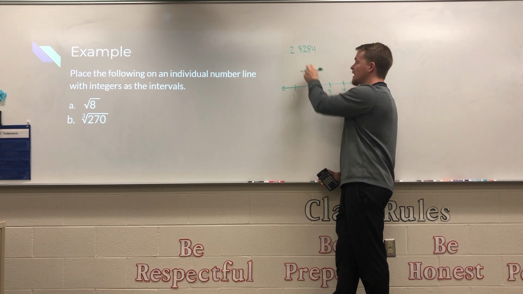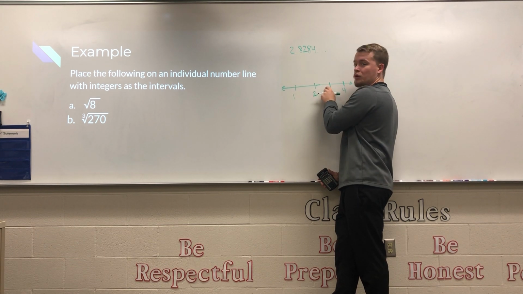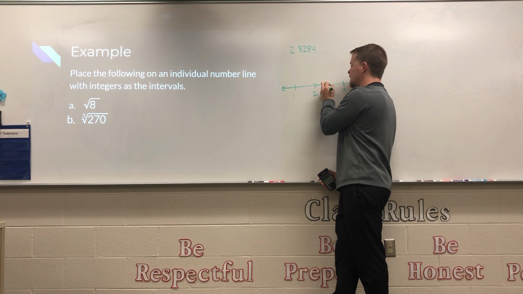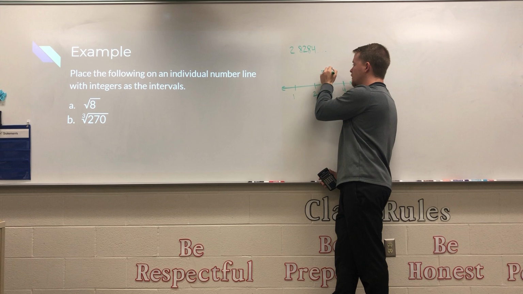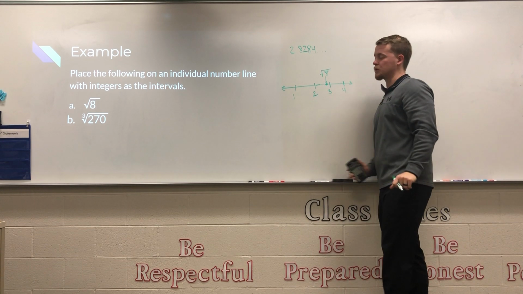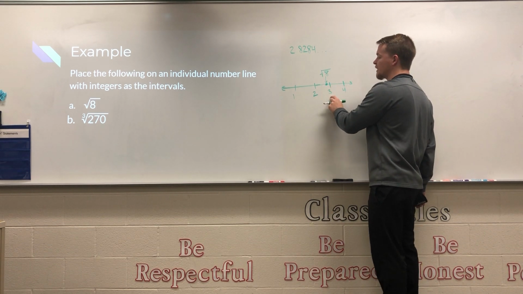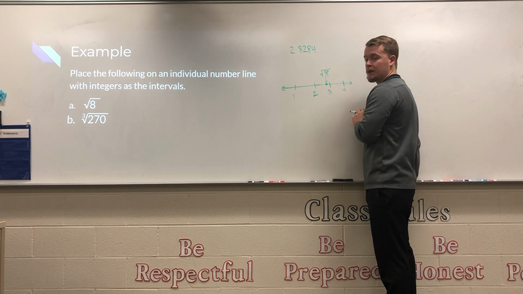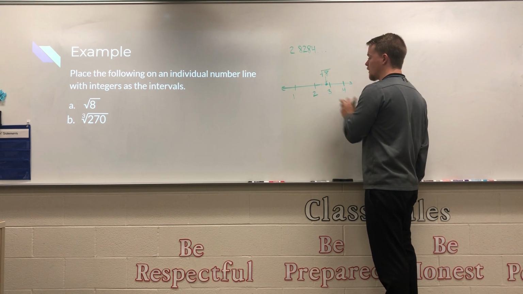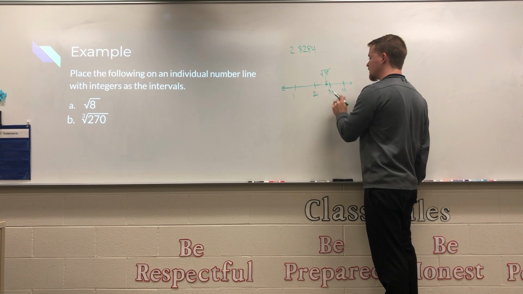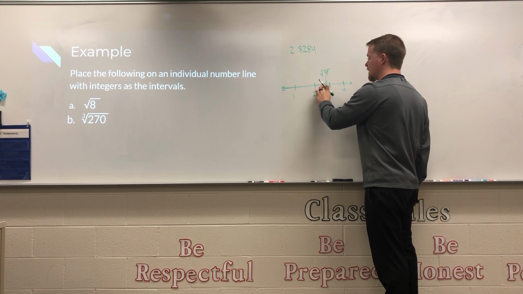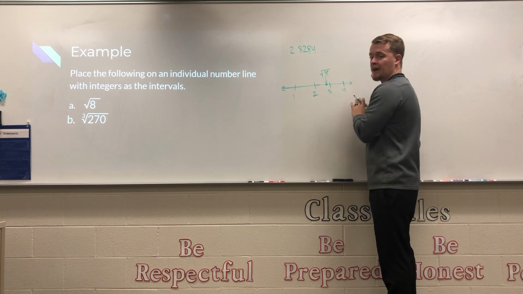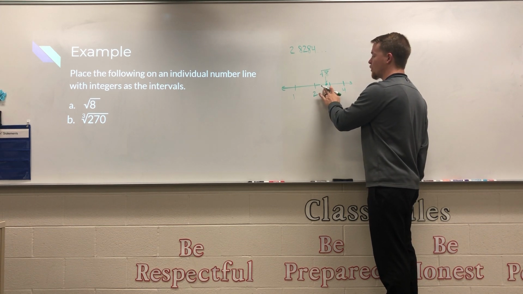So just by understanding that, 2.8 will be much closer over here. That is where I need to place the square root of 8. So the square root of 8 would fall close to 3, because we know right in between them, right at the halfway point, is 2.5. So we know that's much further this way. 2.8 is much further to the right from 2.5. So that is how we get to that point.